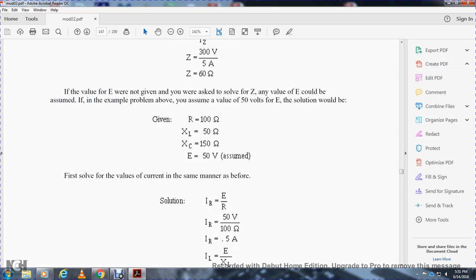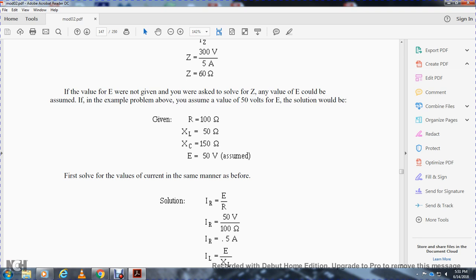The value of E is not given when you are asked to solve this. Any value of E could be assumed in the example of the question. With a value of 50 volts for E, the solution would be: you have the resistance of 100 ohms, the inductive reactance of 50 ohms, and the capacitive reactance of 150 ohms. The voltage would be 50 volts assumed.